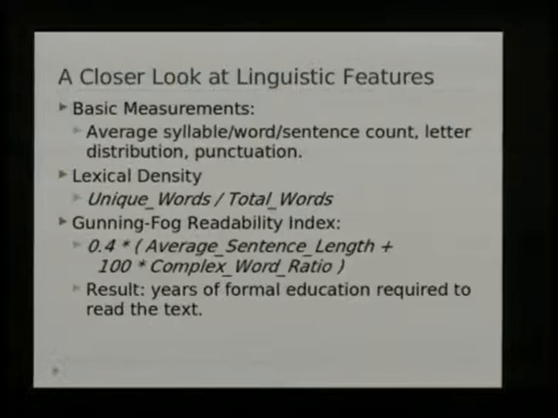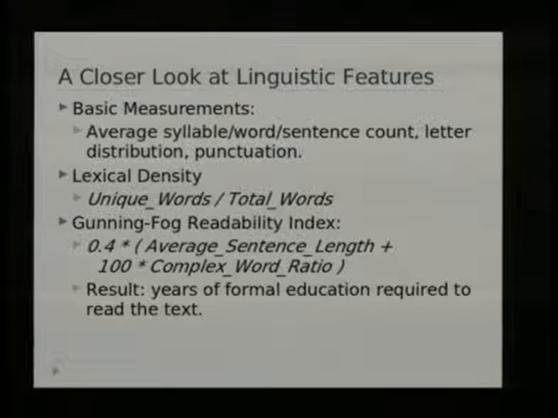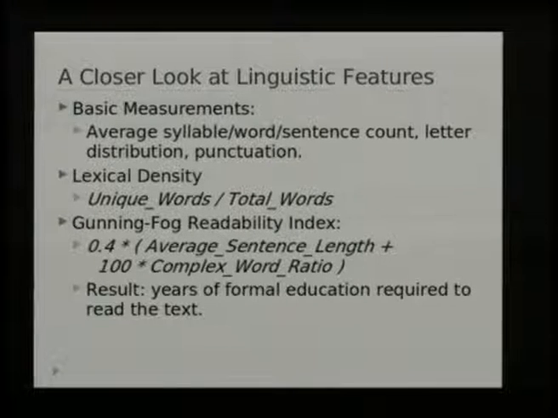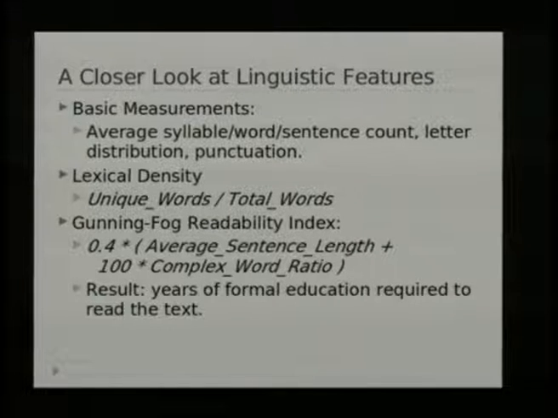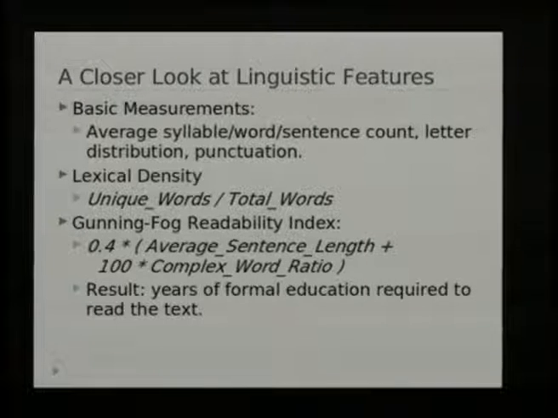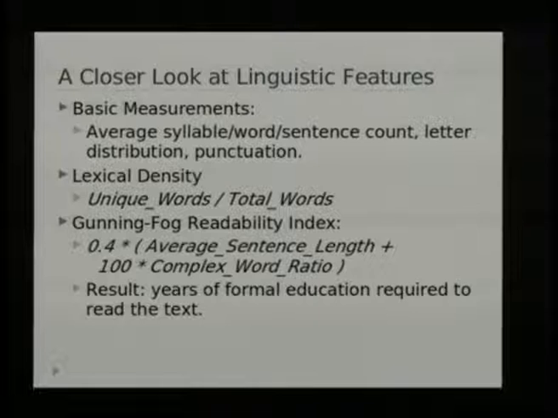And all three methods we used different sets of linguistic features to try and cover a large amount of ground in stylometry. There are some basic measurements that we did, such as the average syllable count, average word count, things like that. We had some more complex measurements like the lexical density, which looked at the ratio of unique words to total words. And then we had some even more advanced measurements, such as the Gunning-Fog readability index, which incorporated sentence length and complex word ratios, and gave some sort of measurement as to the level of education that should be expected to read a document.